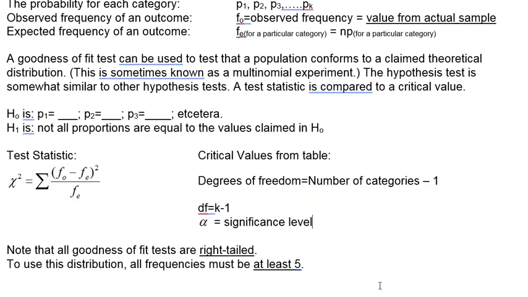In order to apply this distribution, we can only use it if we have fairly large samples. All frequencies have to be at least 5. So if our samples are smaller than that, it's not good enough to say we can apply that distribution.